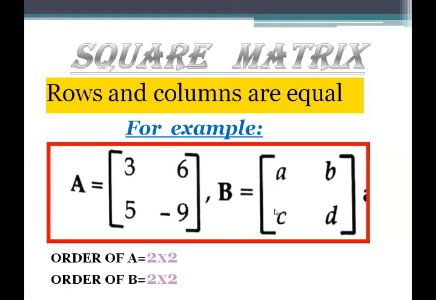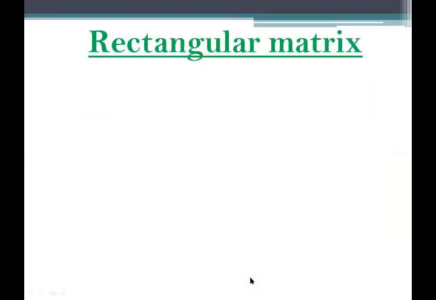Now consider another example. B is equal to A, B, C, D. So how many rows here? 1, 2. And how many columns here? 1, 2. So here also row and column are equal. So these two are examples of square matrix. Now another type, that is rectangular matrix.